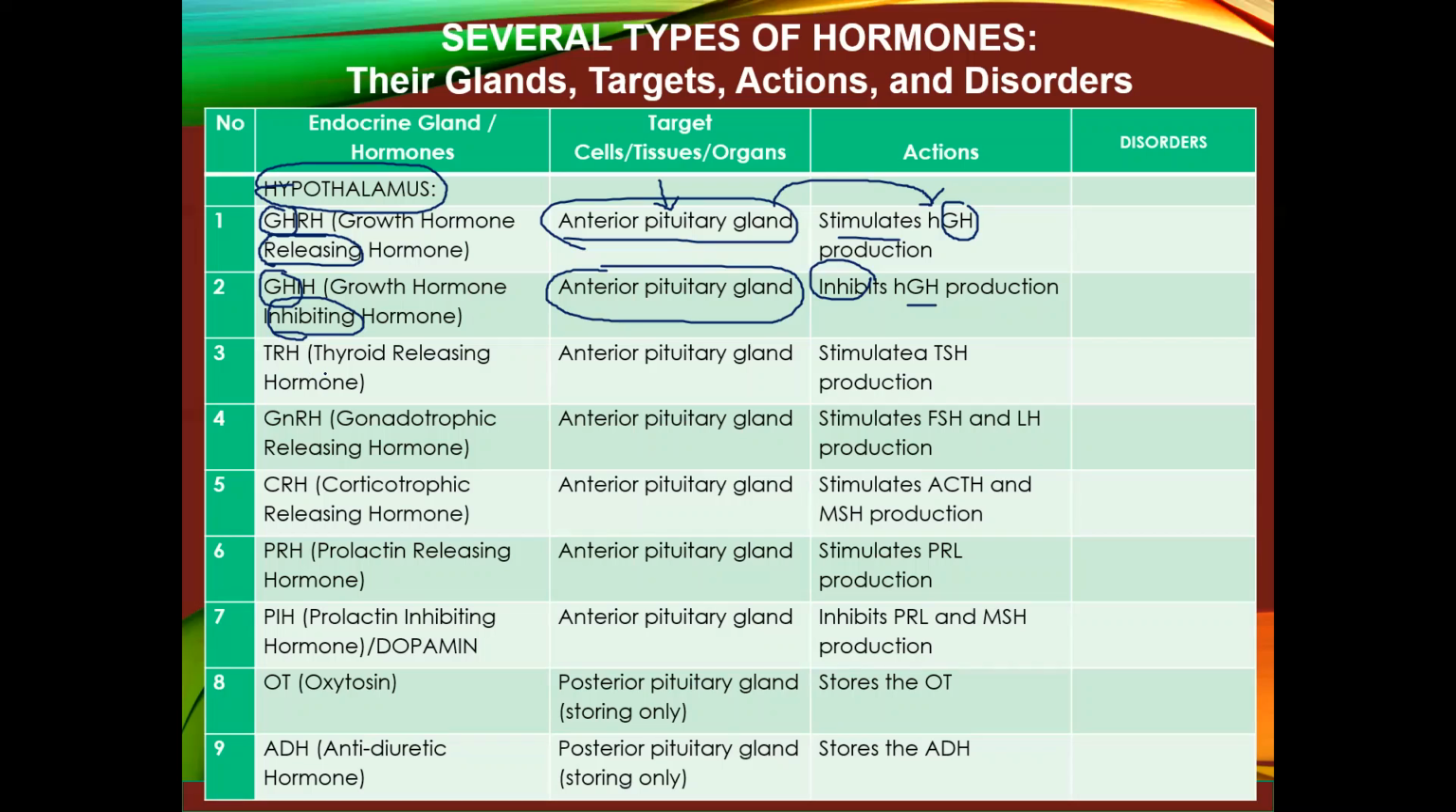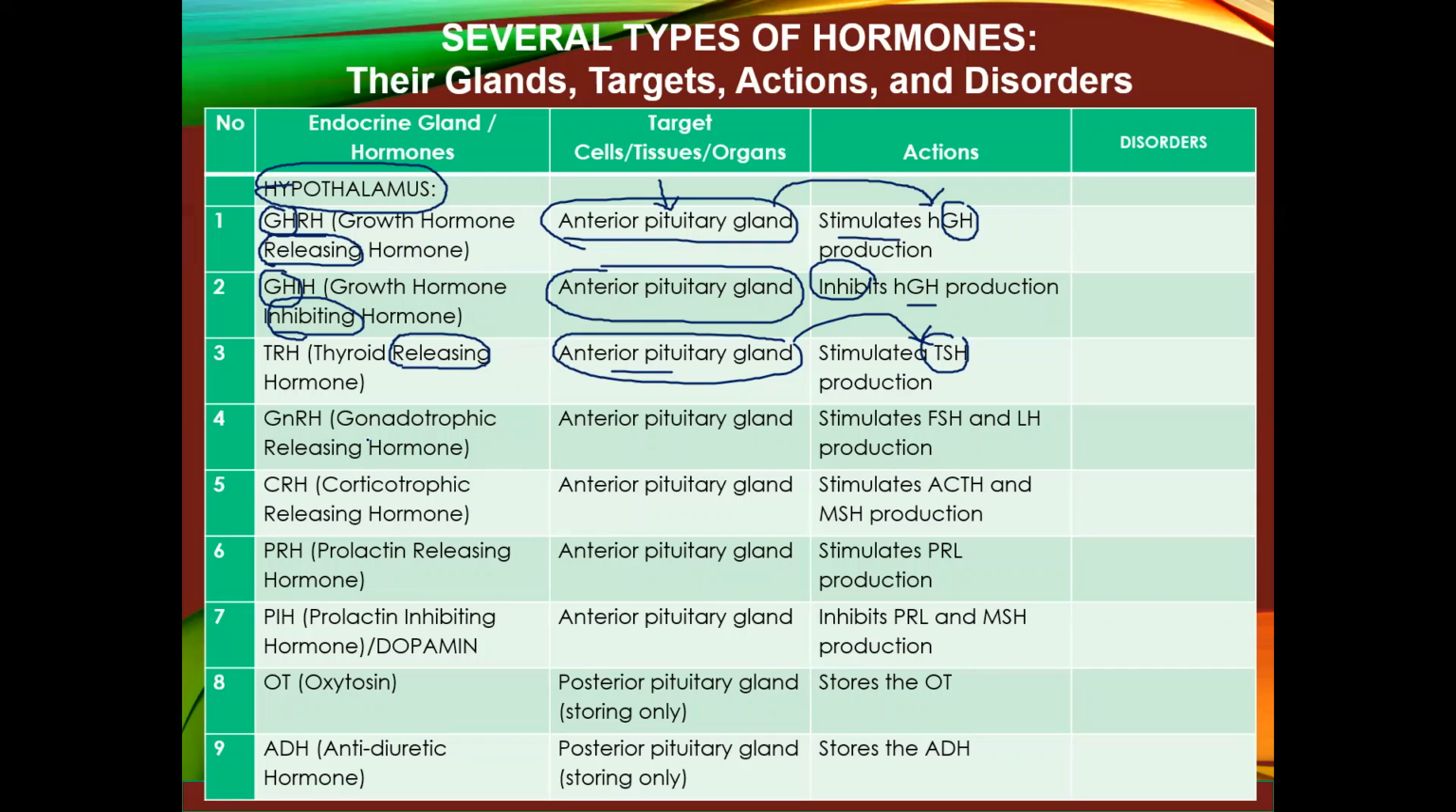The third one is called the thyroid releasing hormone, right? And this is a releasing hormone. It will stimulate production of TSH, and the TSH is produced by the anterior pituitary gland. So therefore the target for this thyroid releasing hormone will be the anterior pituitary gland.